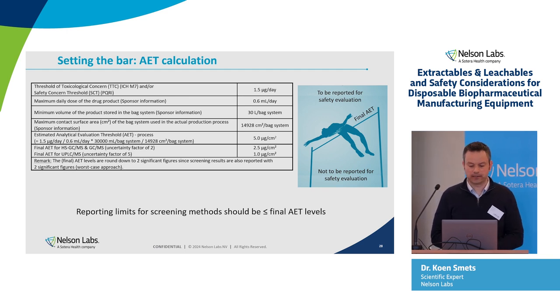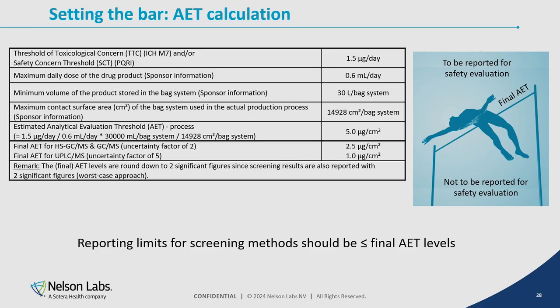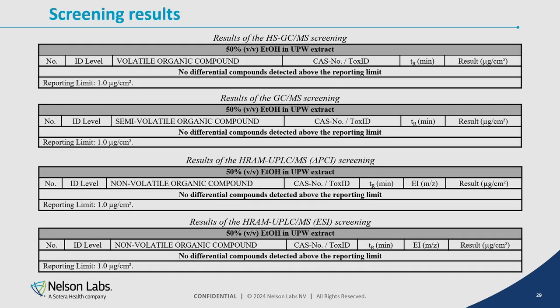Also, for this study, an analytical evaluation threshold was calculated doing the same calculations as we have described before. Here we are ending up with a final AET of 2.5 micrograms per square centimeter for headspace GCMS and GCMS, and 1 microgram per square centimeter for the LCMS analysis. And for this project, no compounds were detected above a reporting limit of 1 microgram per square centimeter, and the sponsor was very happy that we managed to scale down their bag system and to assist them in the challenging times, with the result that they could safely use that process bag in their production.